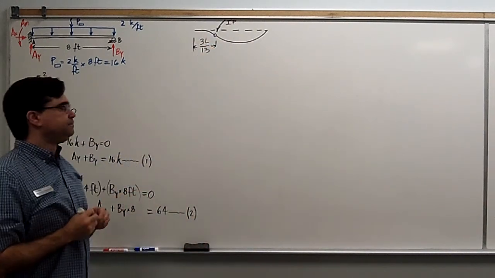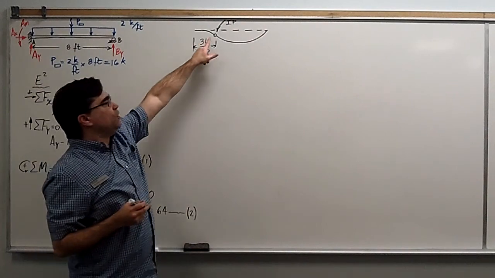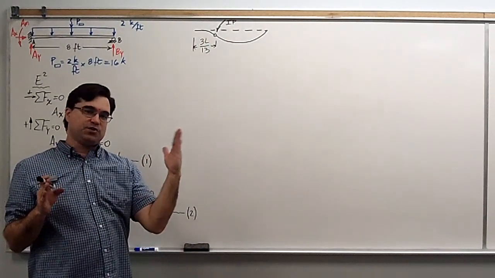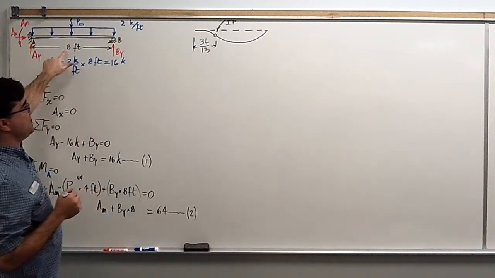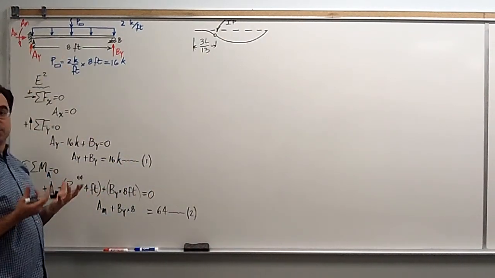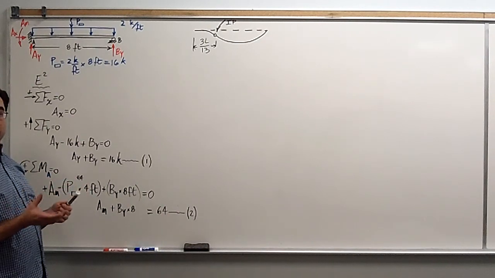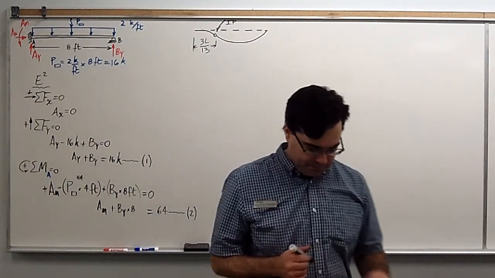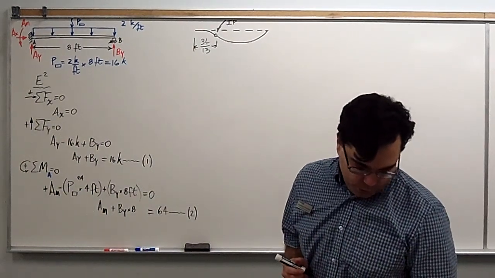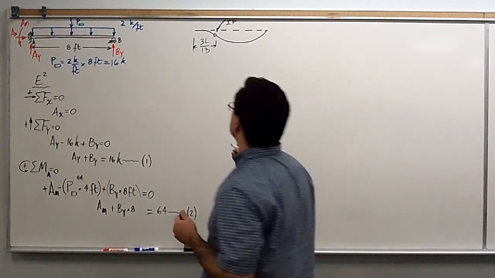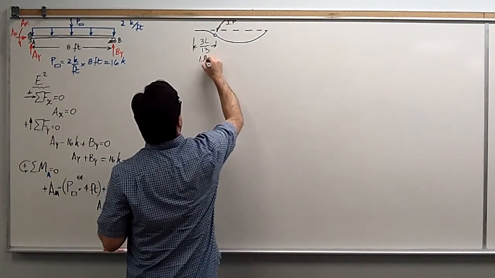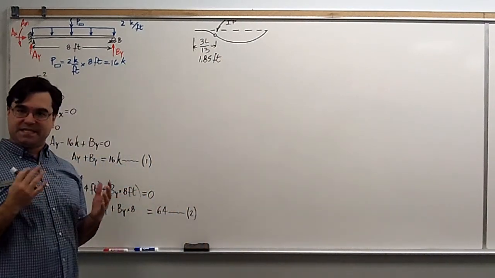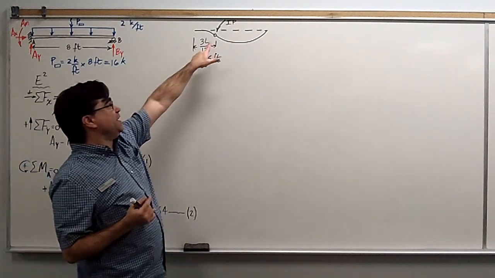Make sense? Now, this L is the span, the distance between the fixed support and the nearest support you're considering. So in our case, it's 8 feet. So 3L over 13, or 3 times 8 divided by 13, is 1.85 feet. Which is great because now we have a hinge right there, right?